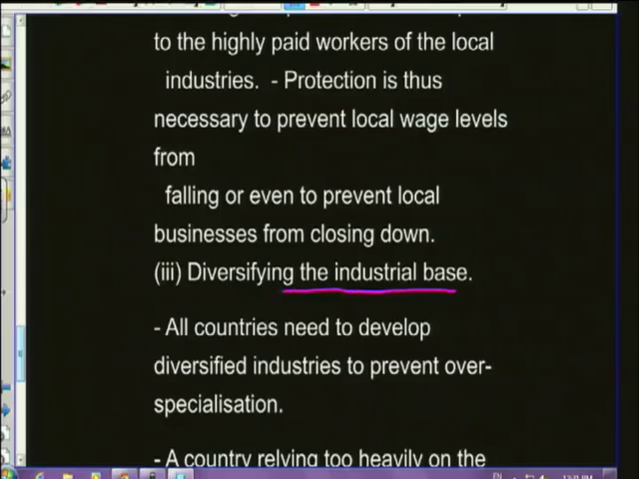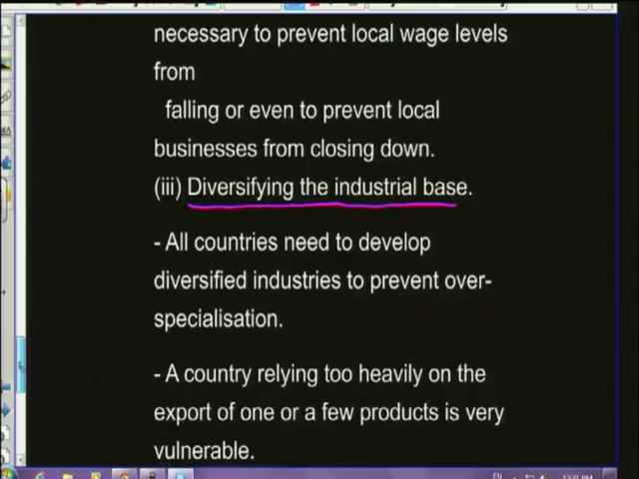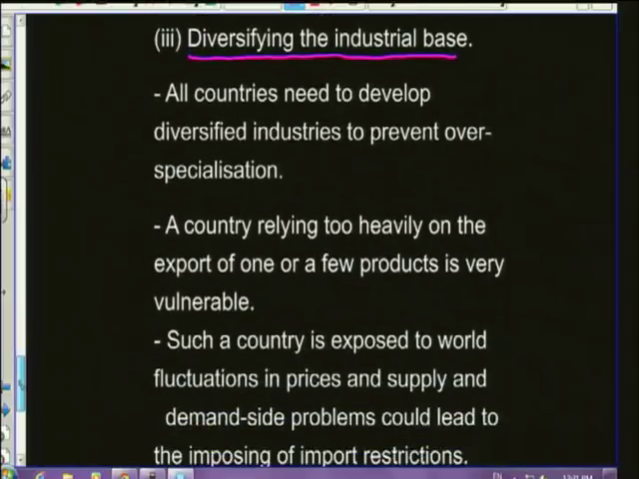Diversifying the industrial base. If you continue to import products from overseas countries, the local industries become lazy to produce their own products. But if there's no import of certain products, the local industries are actually forced to start producing these products. And that is to the benefit of everyone in the country.